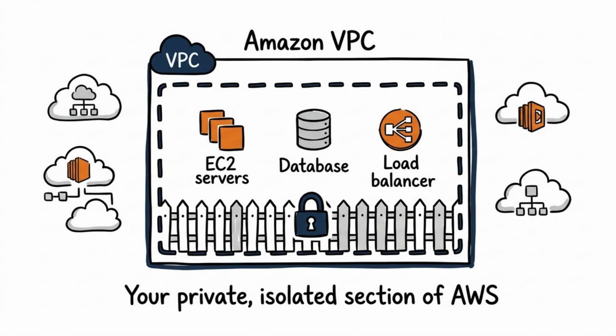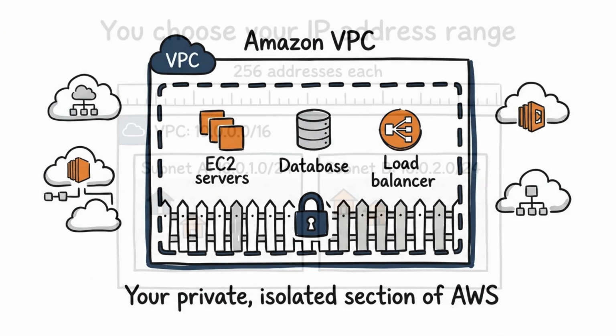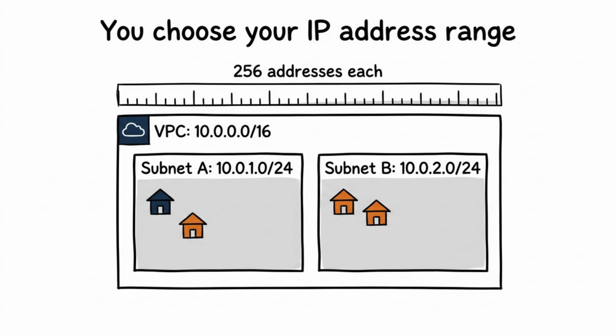Here's the problem. When you spin up a server on AWS, you don't want it exposed to every other customer's resources on the platform. You need isolation. That's exactly what Amazon VPC, Virtual Private Cloud, gives you. A VPC is a logically isolated section of the AWS cloud where you define your own virtual network. Think of it as your private data center inside AWS. You choose the IP address ranges, you decide the layout, and you control who gets in and out.